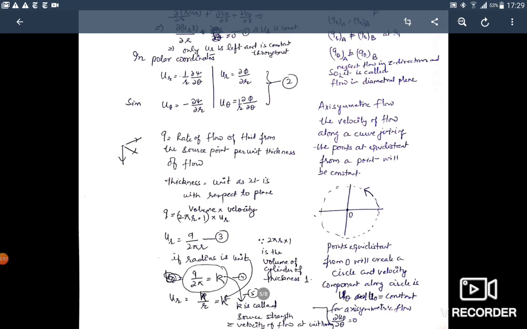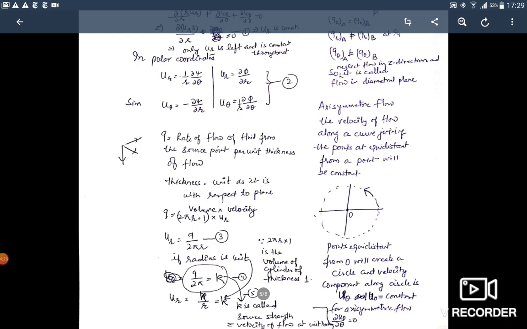Suppose we take r to be 1. r को हमने 1 ले लिया तो ur कितना आ गया? k upon r. And this k upon r is assumed to be this Q upon 2 pi. ur में जब हम r को 1 रखेंगे we will get ur is equal to Q upon 2 pi, and this Q upon 2 pi is assumed as k. So what is ur? ur is equal to k upon r.